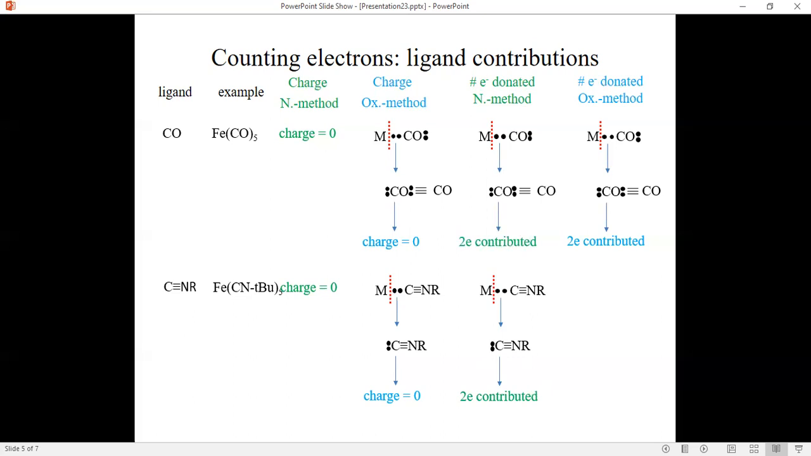So now, what about the oxidation state method? Also 2, yes, correct. Because we also have to cleave the bond heterolytically. Therefore, these 2 electrons are also formed. So also in this example, we do not have a difference between the oxidation state method and the neutral atom method.